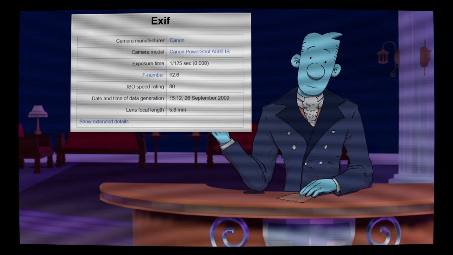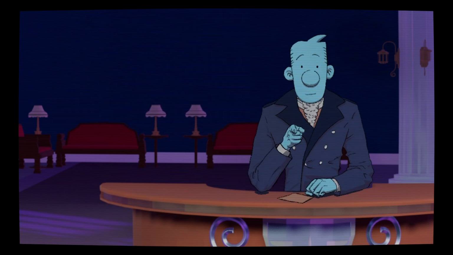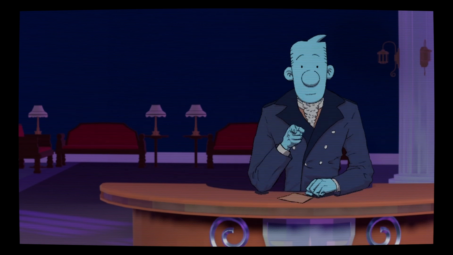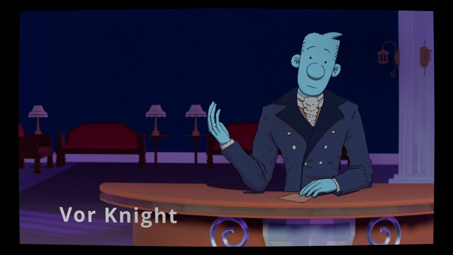Exif metadata is part of every single picture you take on any modern camera, including the one on your phone. Inside this metadata, you can find things like when and where the picture was taken, or it can also contain malicious code.